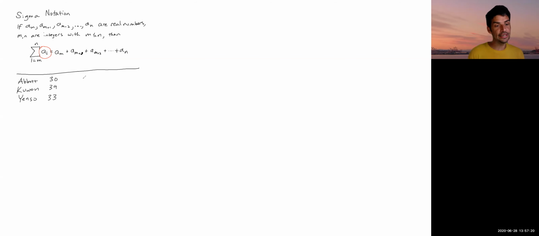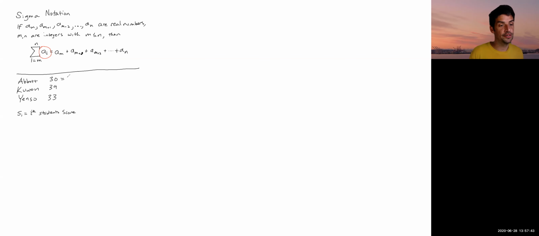Right? I could let S sub i equal the ith student's score. So here I'm implying there's an order, and I'll just say the order is alphabetical. So the ith student means the first student is S sub 1, is Abbott.